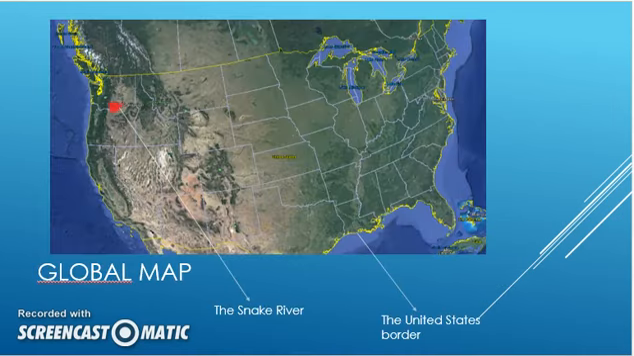And finally, a global map. Snake River is a bit hard to see, but I've put a red blob there, so that's the Snake River. And obviously this on the outside in the yellow is the United States border.